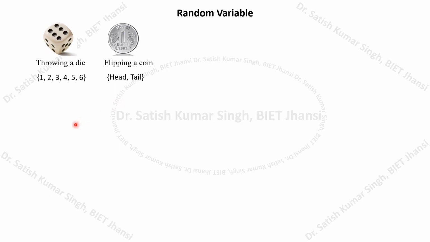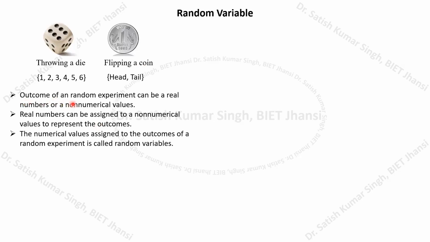Normally, whenever we conduct any random experiment, the outcomes can be represented in numerical forms, or they can also be represented in non-numerical forms. Here we have not given any numerical form. I'm just assigning head or tail, so it does not have any numerical values. So the outcome of a random experiment can be real numbers or non-numerical values. We can understand that from these two examples itself.